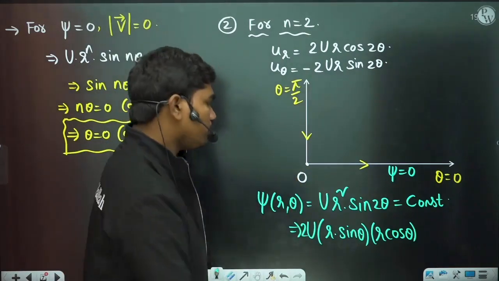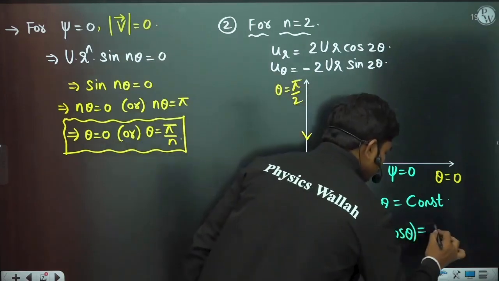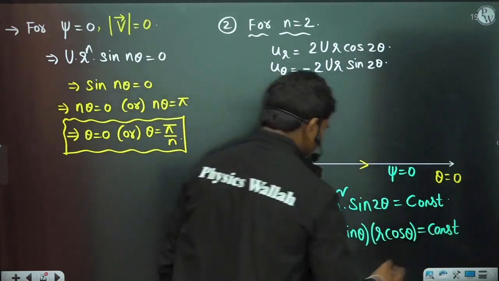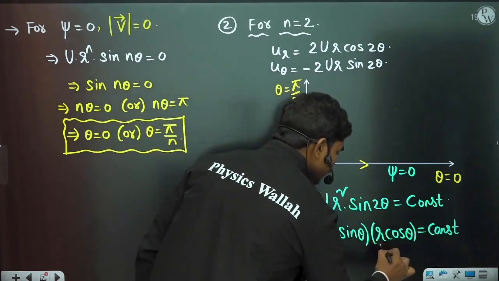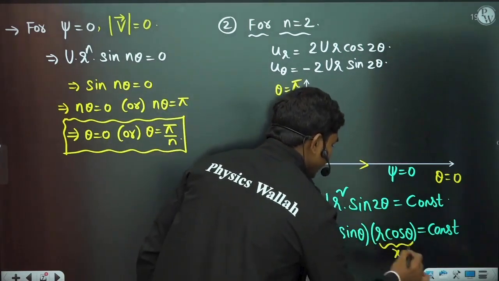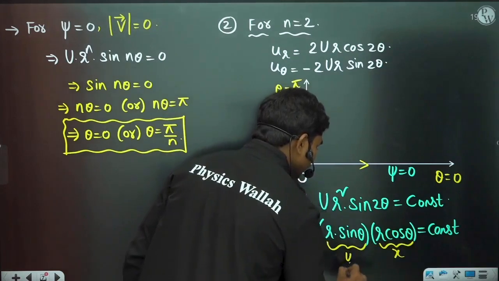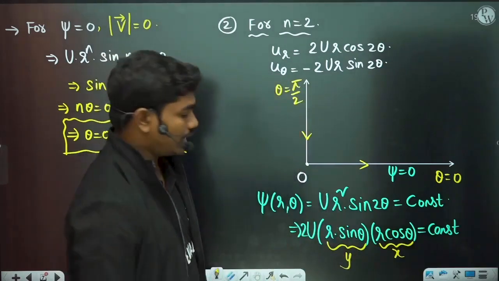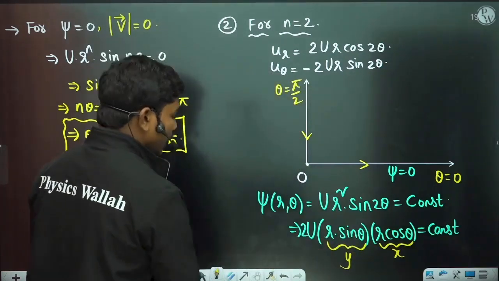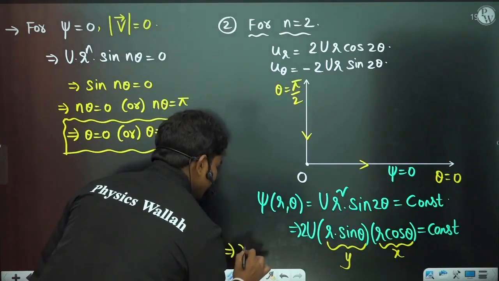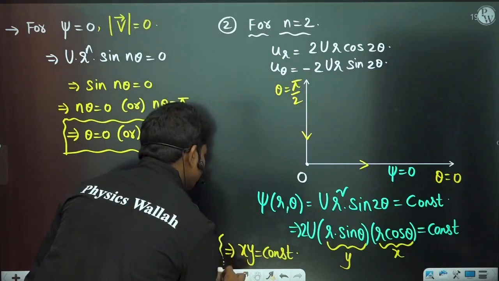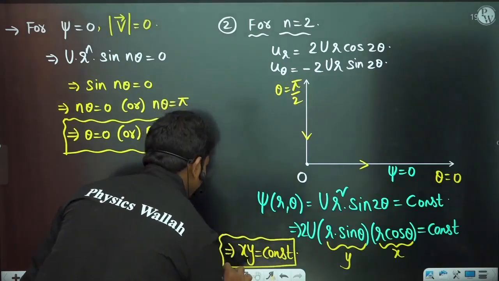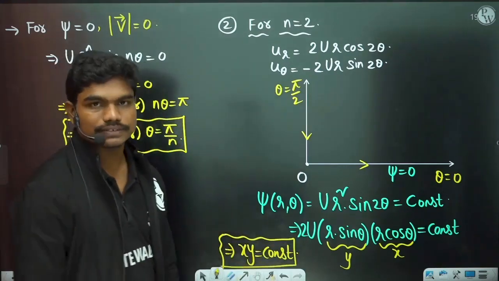Now if you see, this is equal to constant. So 2u is constant actually, so 2u is also constant. Now in polar coordinates, you know, x is equal to r cos theta, y is equal to r sin theta, and 2u is some constant. So this curve in Cartesian system represents xy is equal to constant. So xy is equal to constant is what you get in terms of the xy coordinate system.